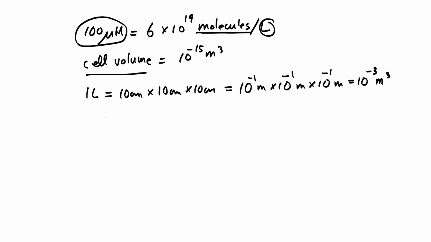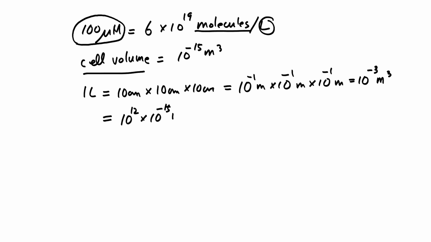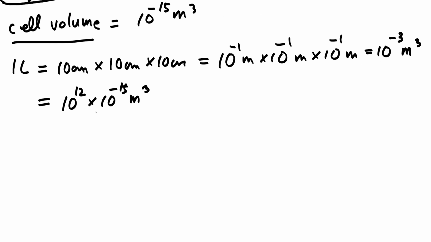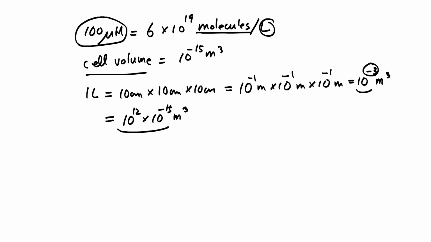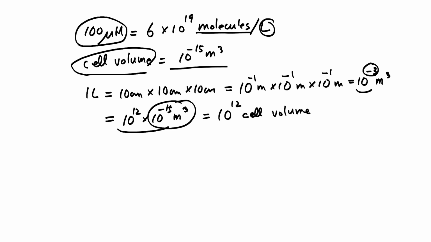And that can be written as 10 to the power of 12 times 10 to the power of negative 15 cubic meter. If you add 12 and negative 15, you get negative 3, right? So this number and this number are the same. The reason we have this representation is that this volume is a cell volume, as you can see here. So we can say this is equal to 10 to the power of 12 cell volume. What does this mean? This means that in 1 liter of volume, there can be this many cells.